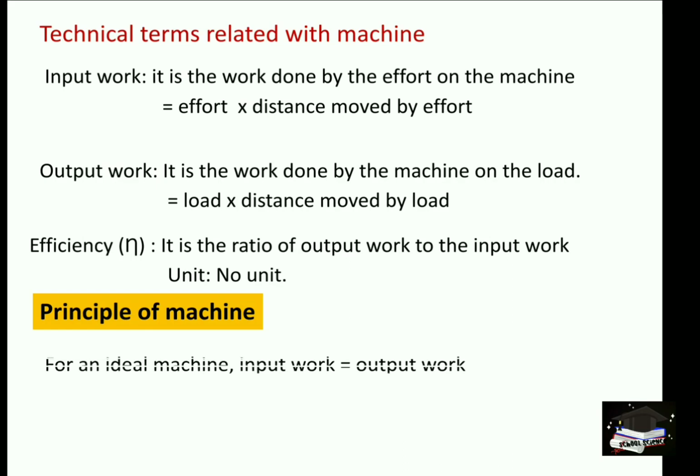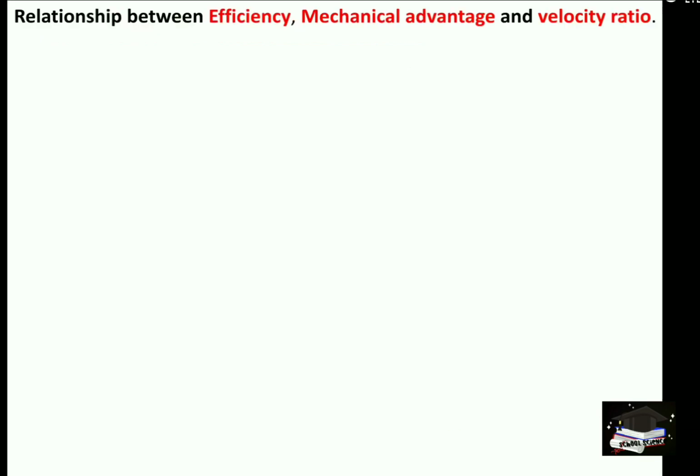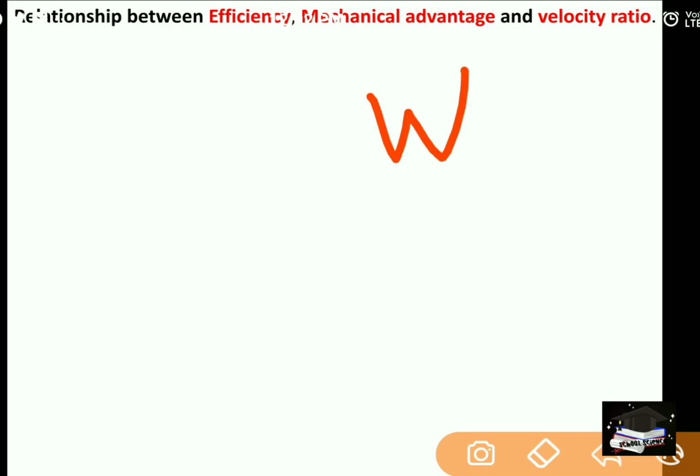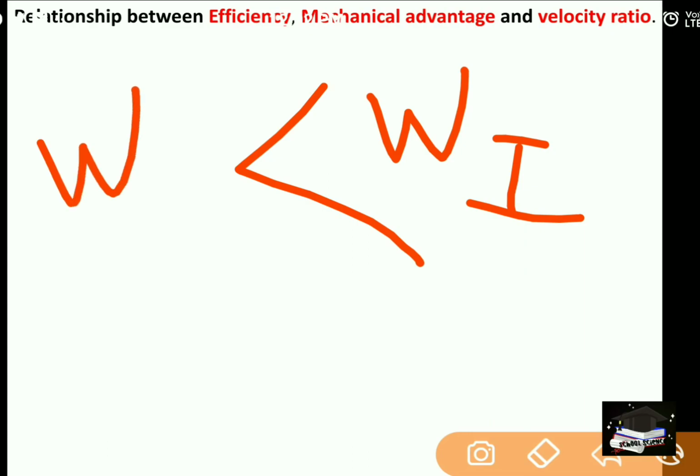What does the principle of machine state? For an ideal machine, input work equals output work. Like I said earlier, if all the input energy can be converted into output energy, that machine will have 100% efficiency, and in that case input work is equal to output work. But for a practical machine, input work is not equal to output work. For a practical machine, input work is always greater than output work. So where does some of the energy go? Some of the energy gets lost in the form of heat.